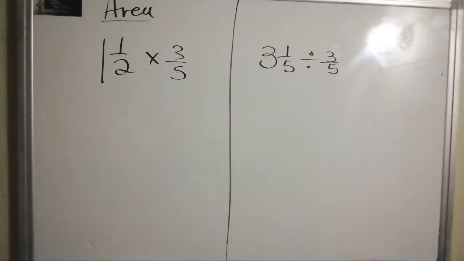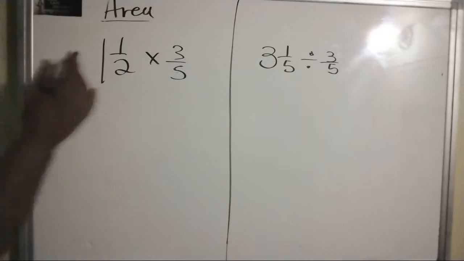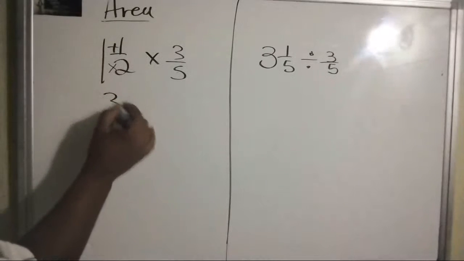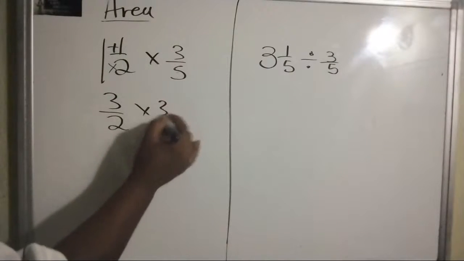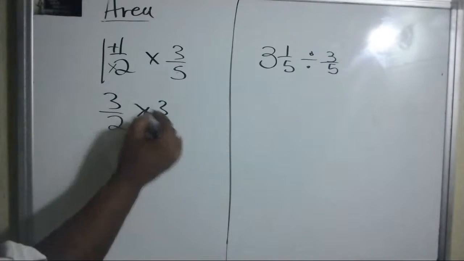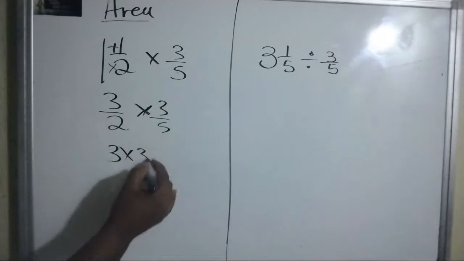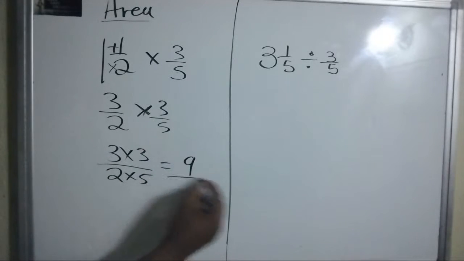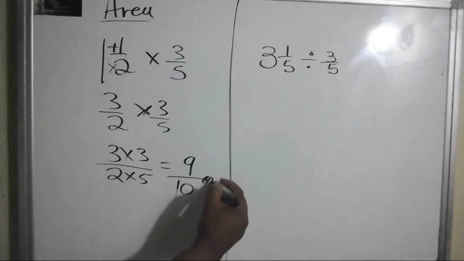Alright, so we're going to convert this 1.5. So it's 1 times 2, that's 2, plus 1. We get 3/2 times 3/5, right? So all we're doing now is multiplying numerator by numerator. So that's 3 times 3 and 2 times 5. So that's 9 over 10, and that is our answer.